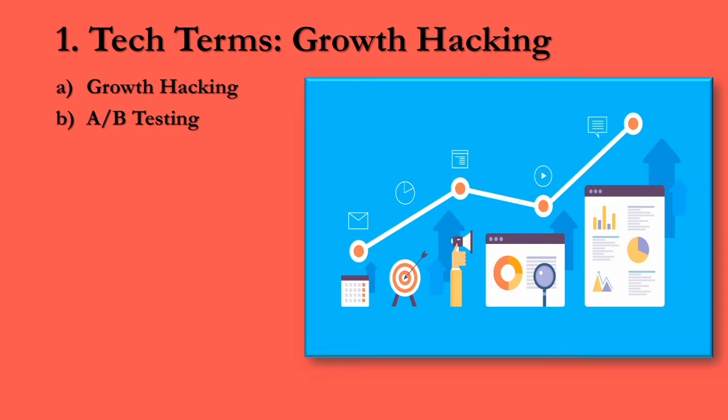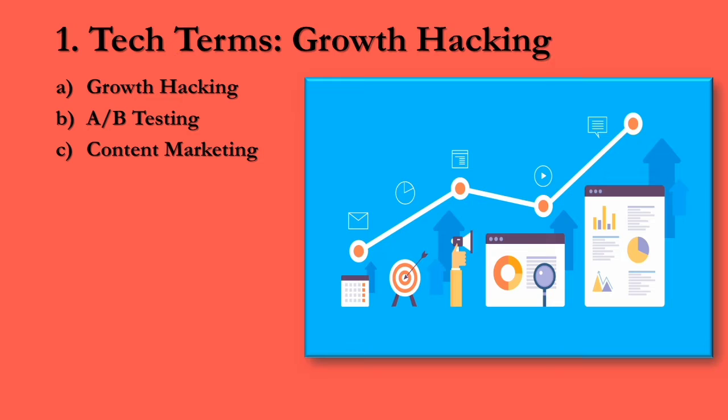A/B testing. A/B testing is the practice of comparing two versions of online content like websites, apps, marketing emails, etc. in order to see which version performs better. The two versions, like A and B, are presented to users at random in order to gauge reactions.